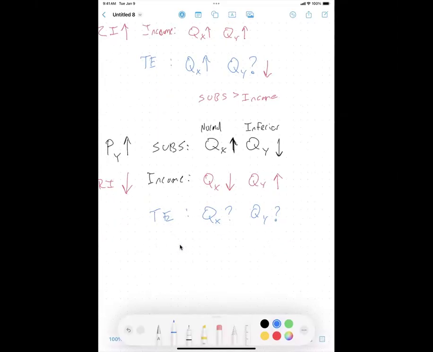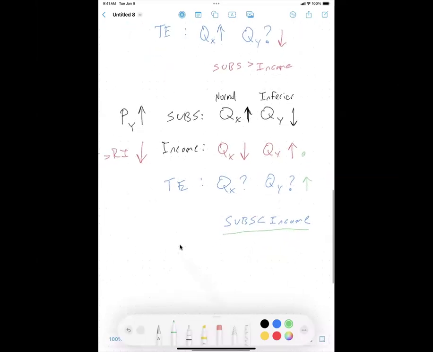So if my substitution effect is less than the income effect, then what would happen to the quantity of good Y? Well, if the income effect is larger, then I know the amount of good Y I'm buying is actually going to go up. So here we have this counterintuitive result, which is that if the price goes up, sometimes if the income effect is larger, I actually buy more of that good for the total effect, right? This was going to be our example of what we called Giffen goods, okay?